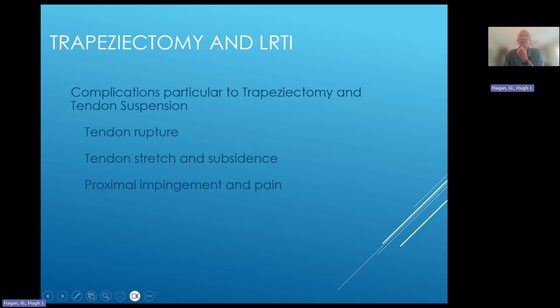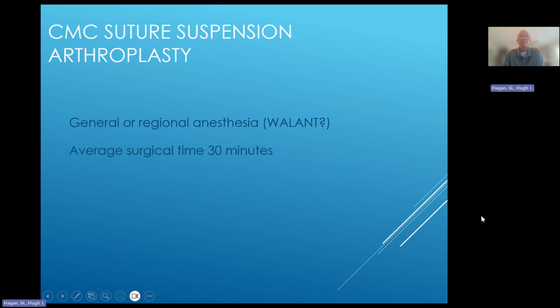The complications particular to this are tendon rupture, which is pretty rare, stretch and subsidence, which is pretty common, but typically doesn't produce symptoms, and then proximal impingement from the metacarpal, which you can avoid by rounding off the volar part of the metacarpal. Something that you should pay attention to, because with this, there's often a bird beak osteophyte volarly at the base of the metacarpal that you want to try and get rid of so it won't impinge with the trapezoid. So what about suture suspension?